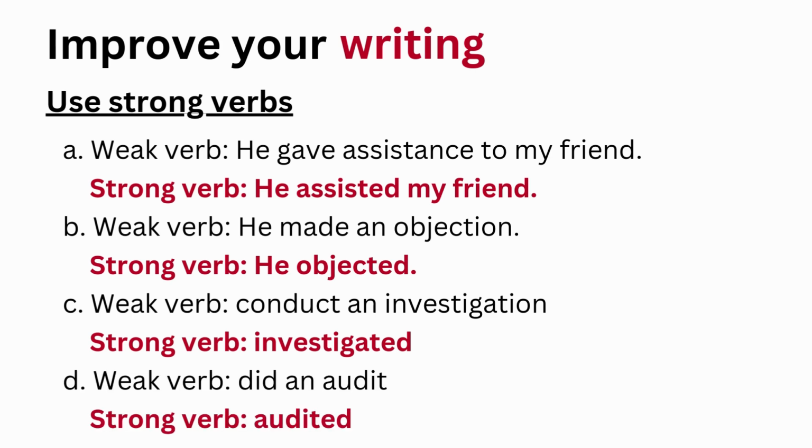Finally, for our fourth example, the weak verb is did an audit. They did an audit. They did an audit on someone. So again, I see the word audit. So here's a verb and here's a noun. When I look at this noun, I think audit. Is there a verb form of the word audit? Yes, there is. Wesley Snipes was audited. But again, I told you not to use a passive, so I could say, the government audited Wesley Snipes.